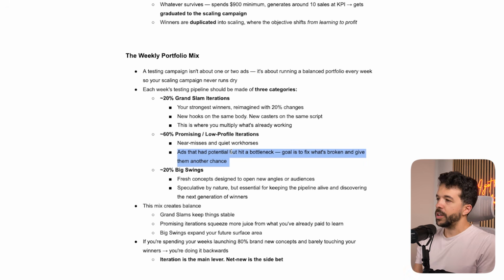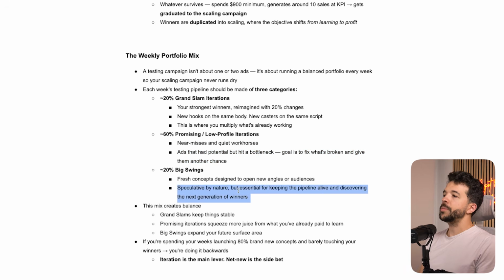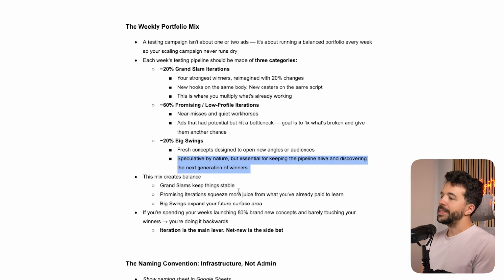And then finally, we have the big swings. These are the fresh concepts designed to open new angles or new audiences. And these are speculative by nature, but essential for keeping the pipeline alive and discovering the next generation of winners. So you always want to have a nice balance between iterations and brand new stuff. This is how we structure it.